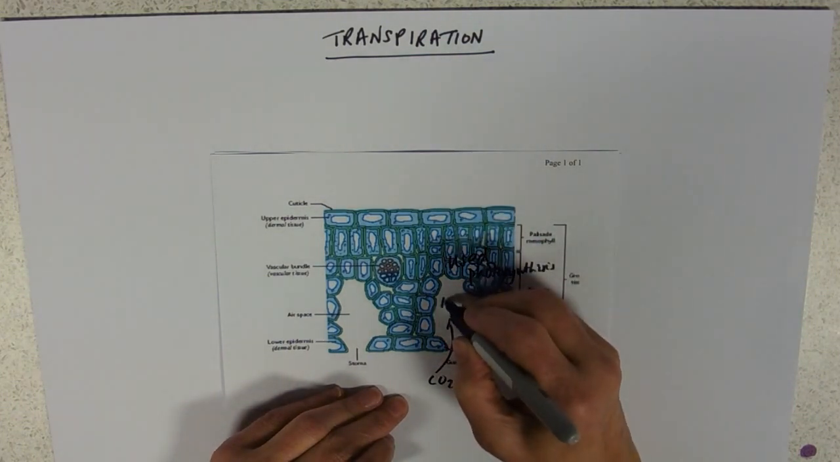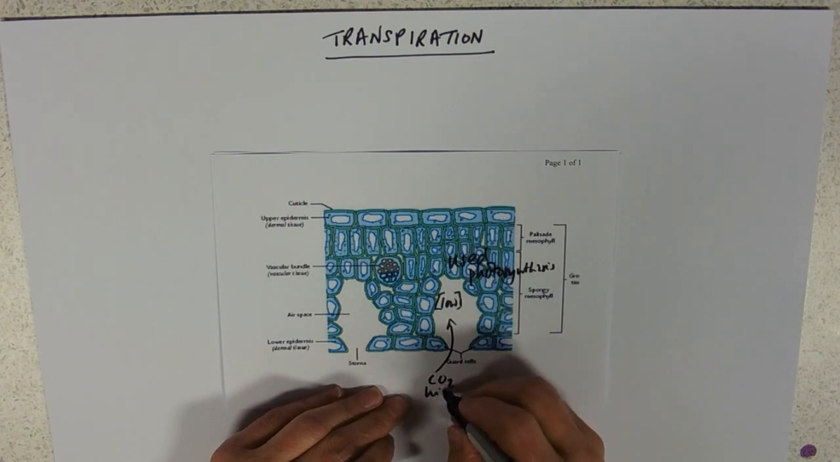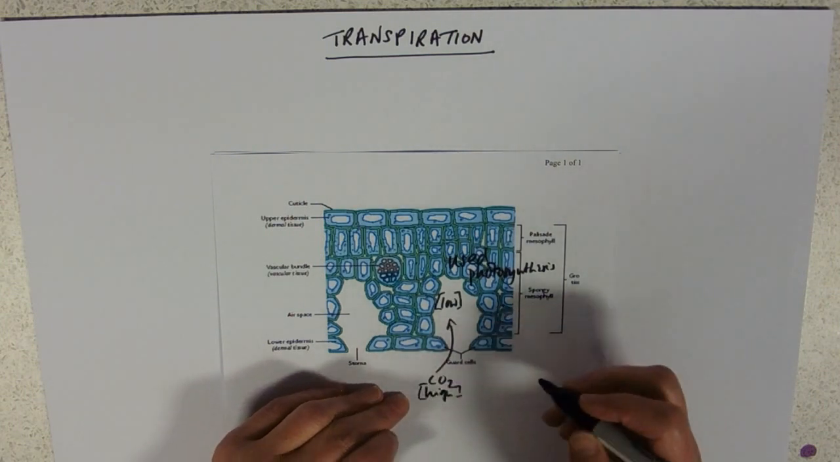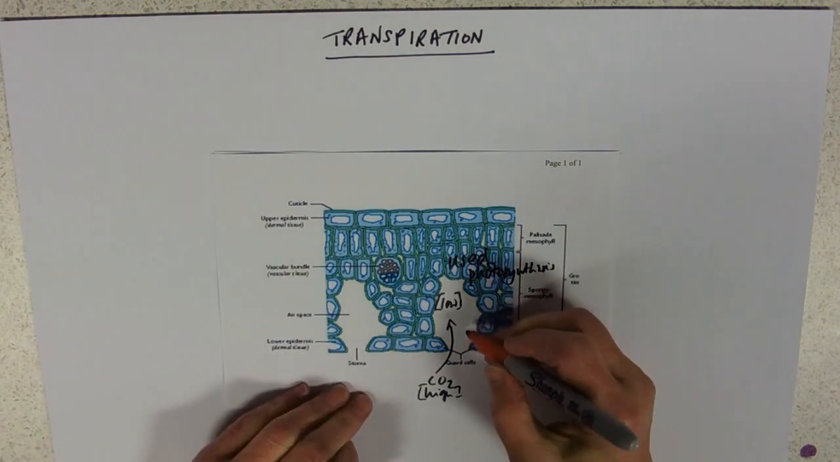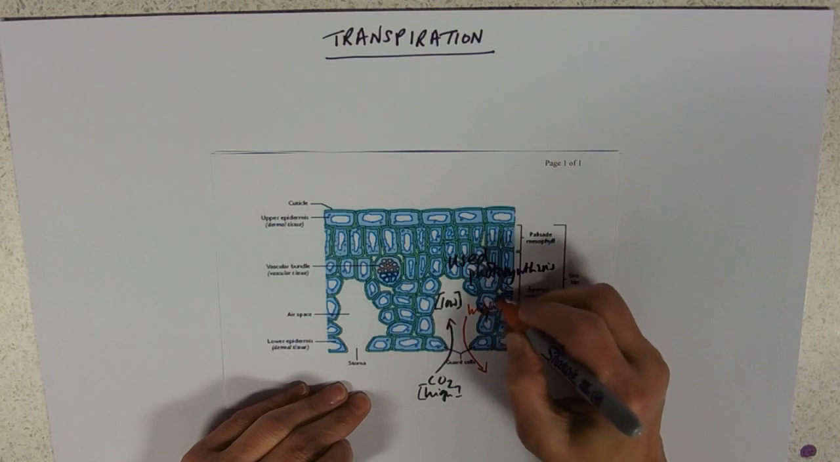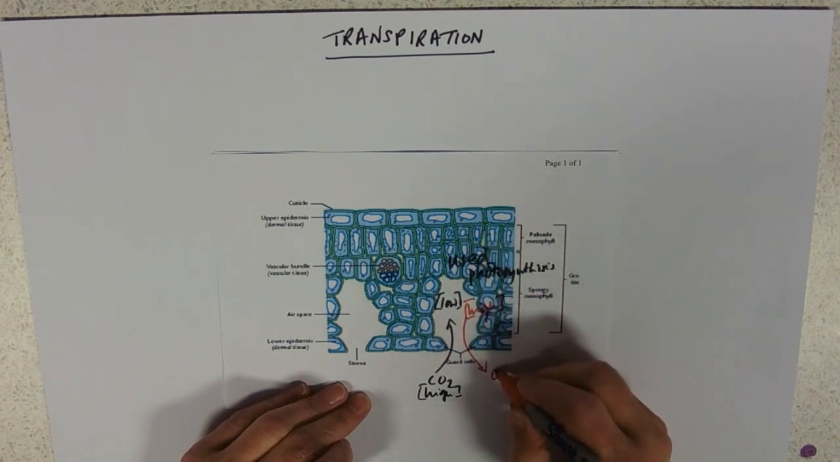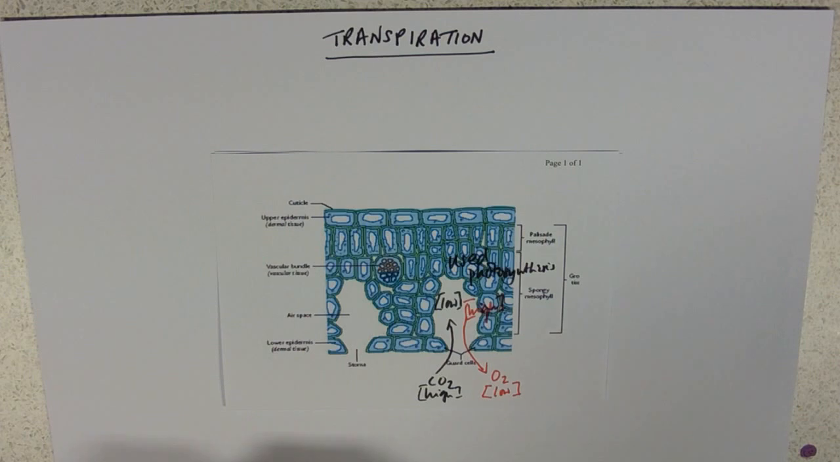So that maintains a low concentration on the inside of the leaf, and you've got high concentration outside. These little square brackets are just chemistry shorthand for concentration. And then of course oxygen is produced by photosynthesis, and therefore goes in the opposite direction, from high concentration to low concentration. So that's just to do with photosynthesis.